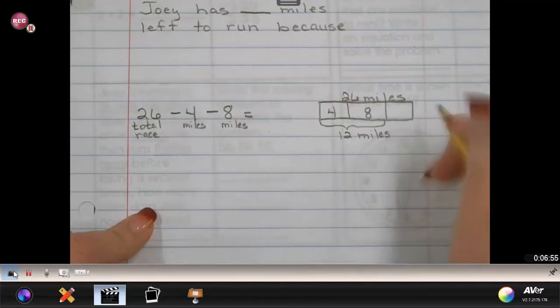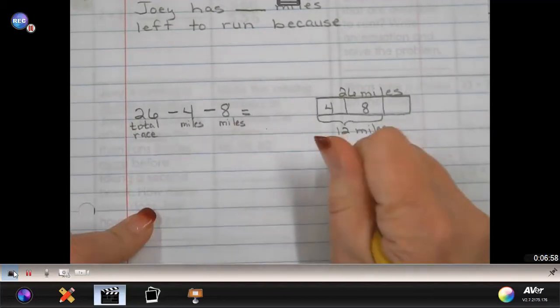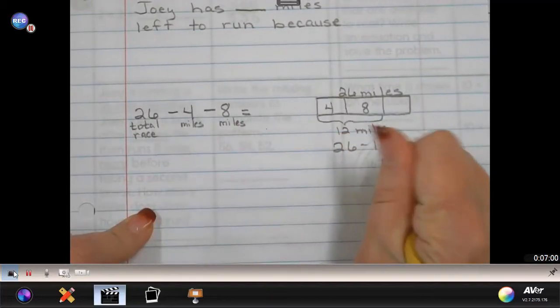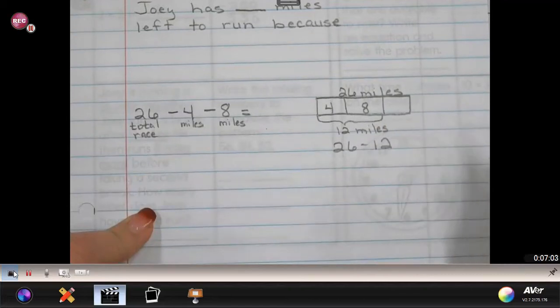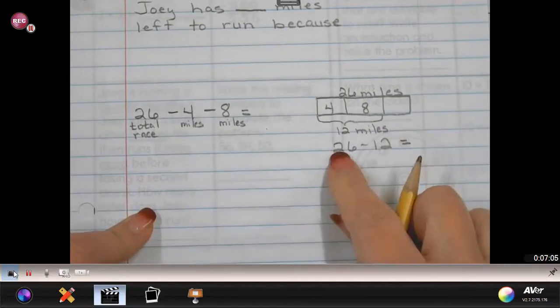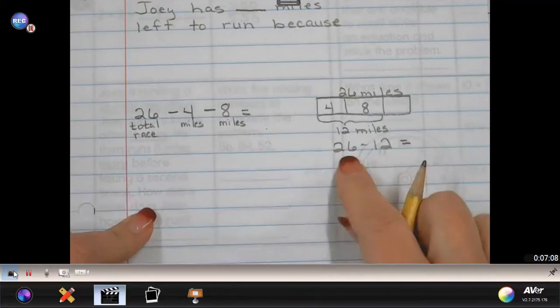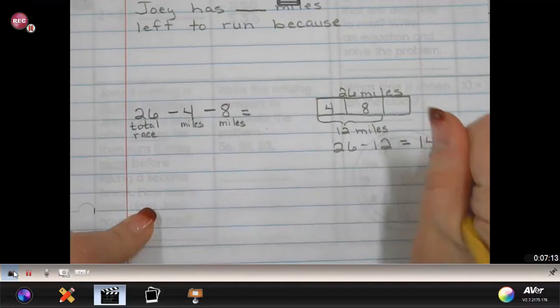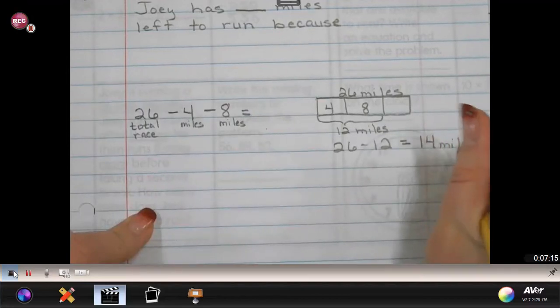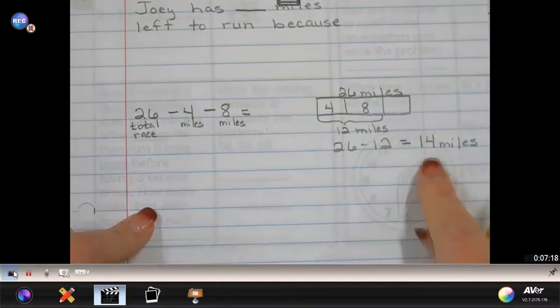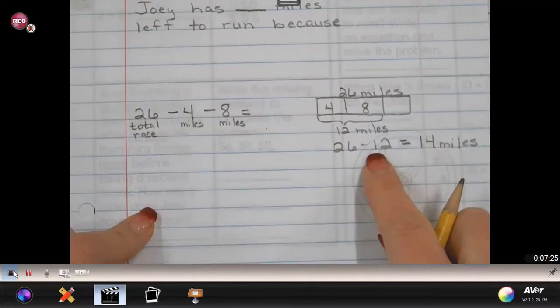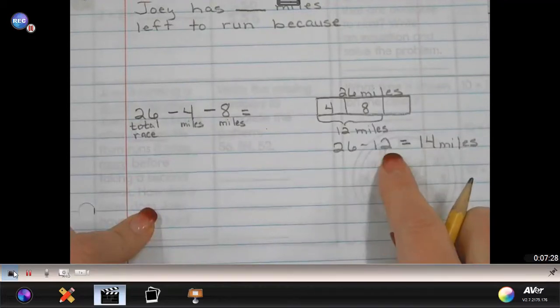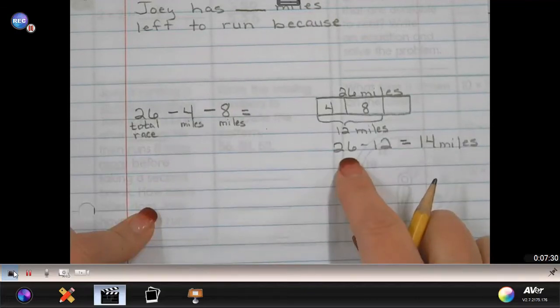So we could take that 26 miles and subtract 12 miles from what he's run so far, and we should get 20 minus 10 is 10, and 6 minus 2 is going to be 4. So that's 14 miles left. Now, we should be able to check our subtraction by using addition. So 14 plus 10 would be 24, plus 2 more makes your total 26 miles.